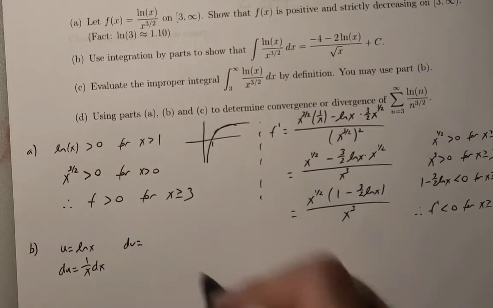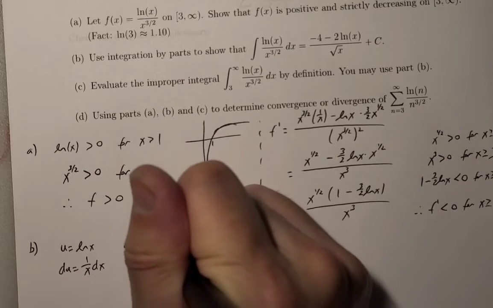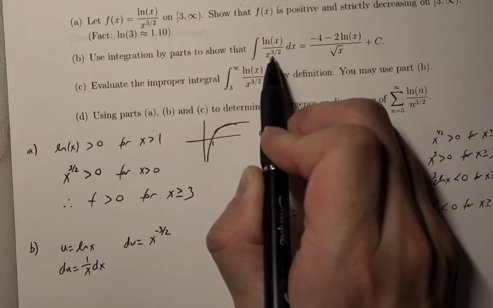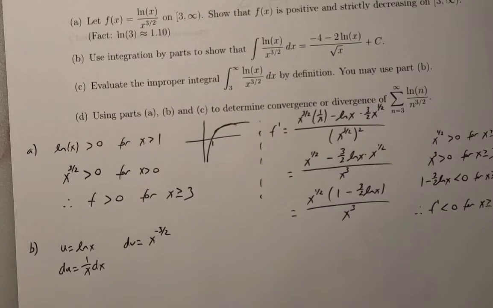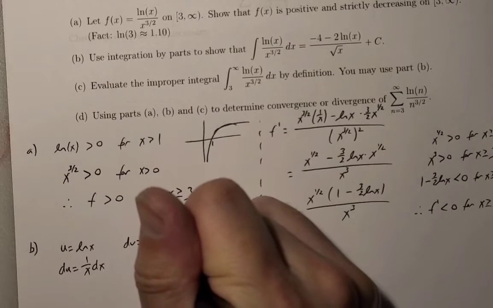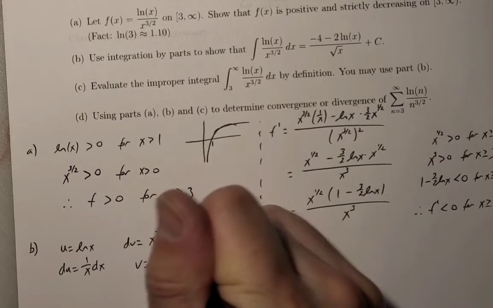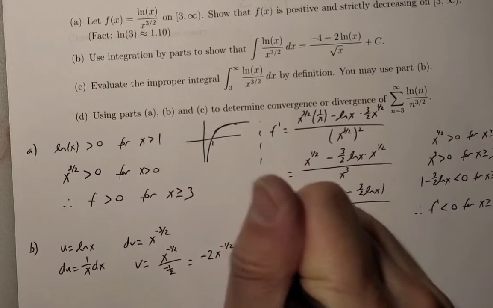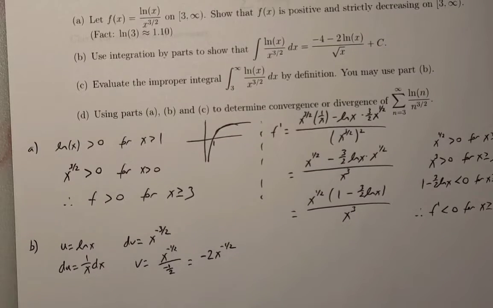dv would be x to the negative 3 halves, because this is x to the 3 halves on the bottom, same thing as x to the negative 3 halves. v would be what? It would be x to the negative half divided by negative half, which is negative 2 x to the negative half. Okay, so I'm just setting up my integration by parts.